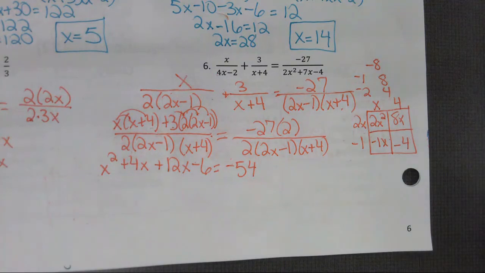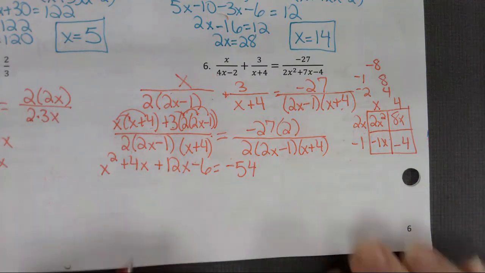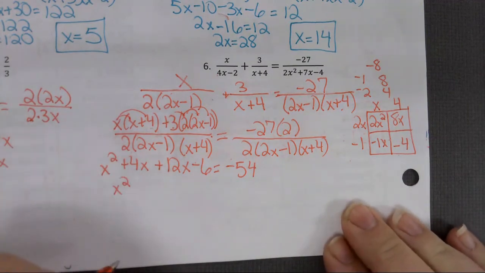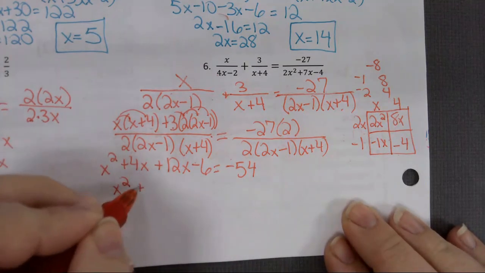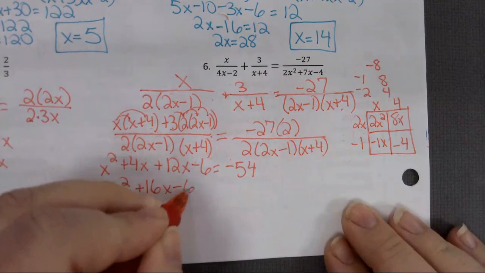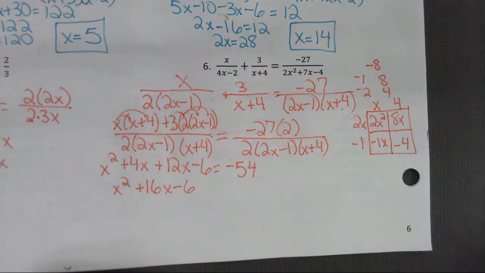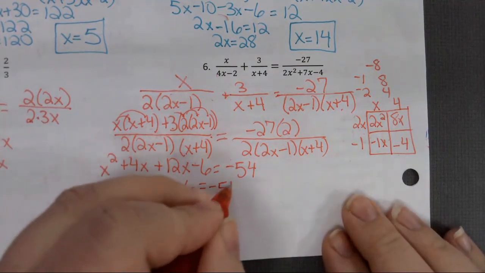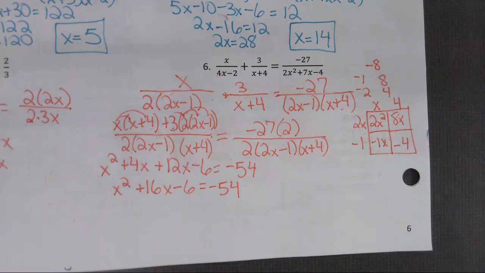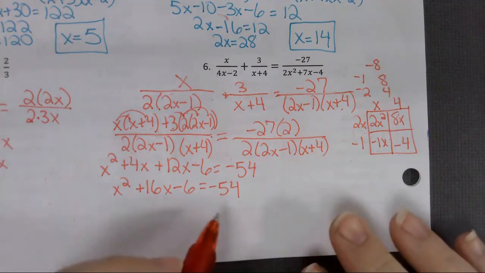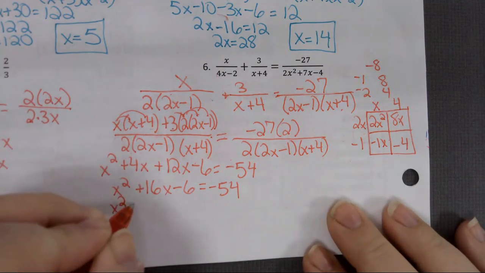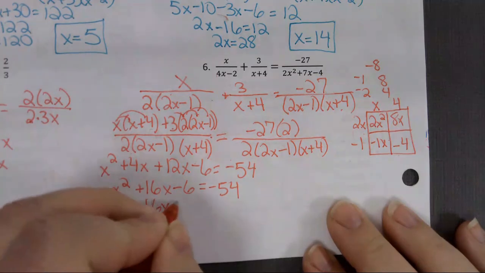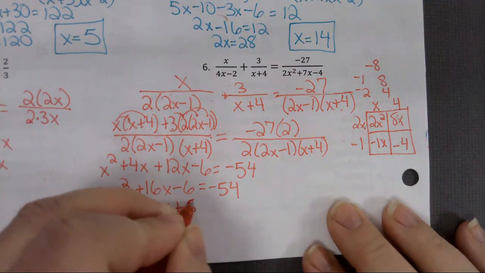Time to combine our like terms. x squared all by itself. 4x and 12x can combine together to be 16x. Then minus our 6 equals negative 54. Oh, we've got a quadratic equation happening here, which means you're going to have to do a little bit of factoring. So we are going to add our 54 to both sides, giving 48.